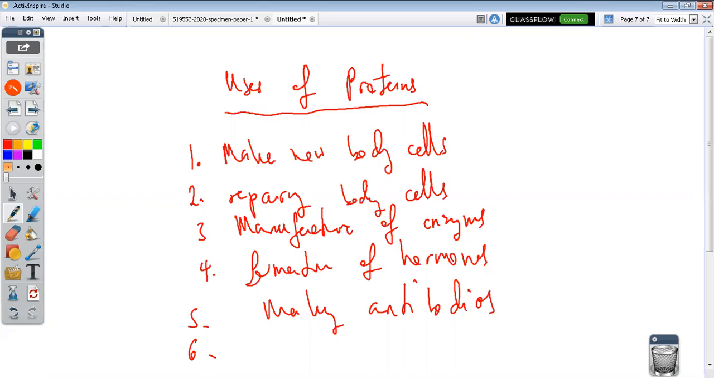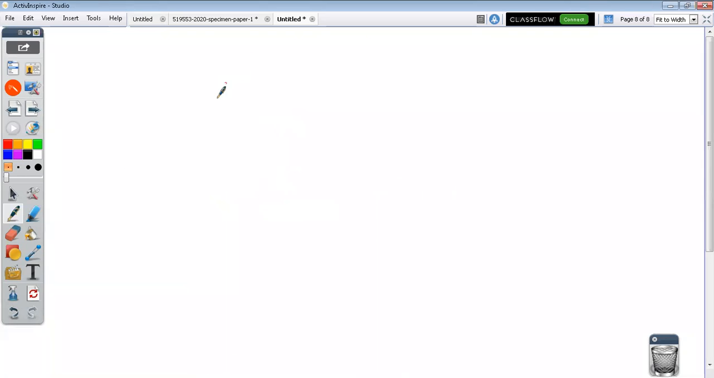Now we also have vitamins. From your syllabus, I think you're simply required to know A, B, C, not in detail, and D. Vitamins are organic and required in small amounts in your human body, but they are very essential, especially vitamin C, for building your immune system and things like that.